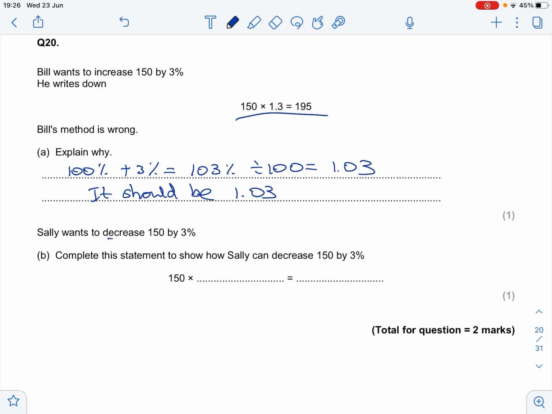So this question wants to decrease. So remember, decrease is we subtract. So it will be 100 subtract 3, which is 97%, and change that into decimal multiplier by dividing by 100 is 0.97. Then just type into your calculator 150 multiplied by 0.97. You should have 145.5.